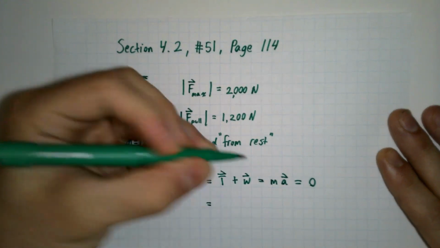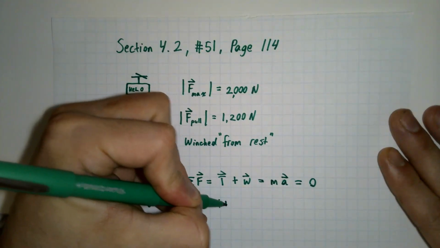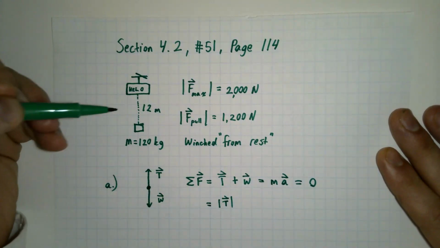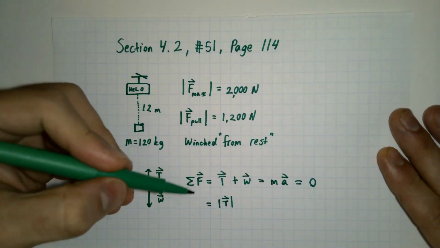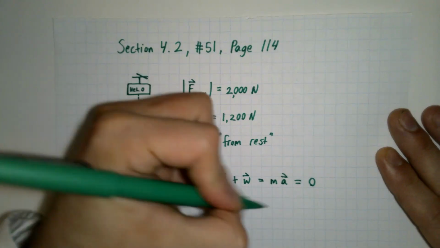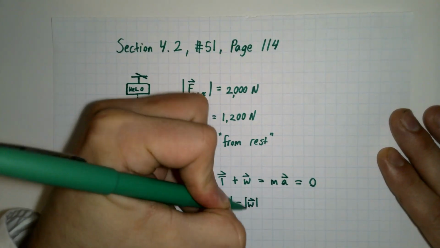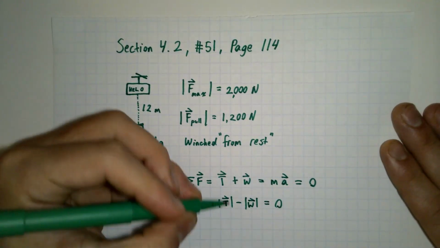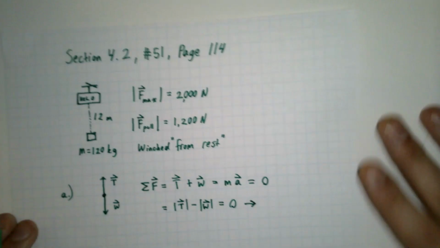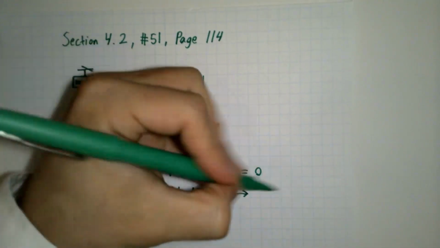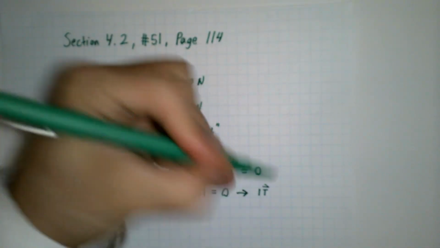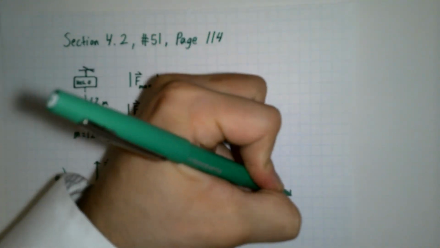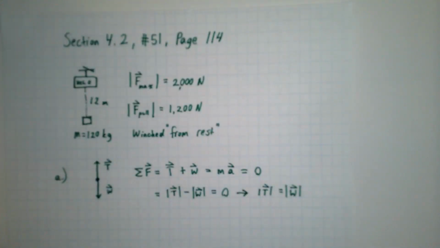Now, if we turn these into magnitudes, right, we know that the magnitude of the tension force, or the force that the cable exerts on the people, is in the positive direction, whereas the weight force is in the negative direction, so we'll say negative. What this leads us to conclude is that the tension and the weight force must be equal, because the difference between the two is equal to 0. So the two must be equal to each other.